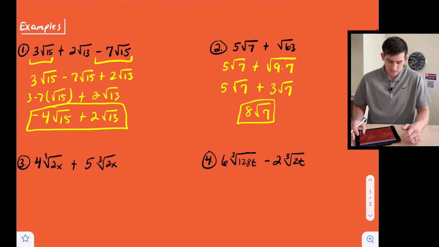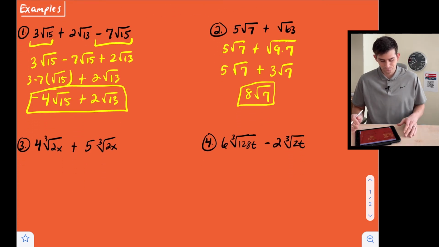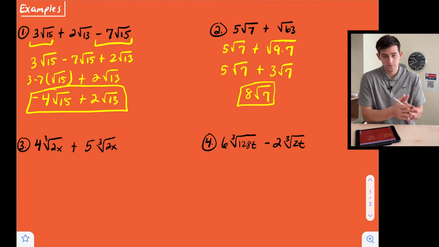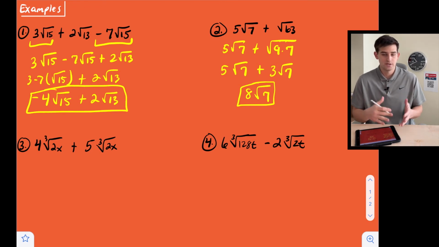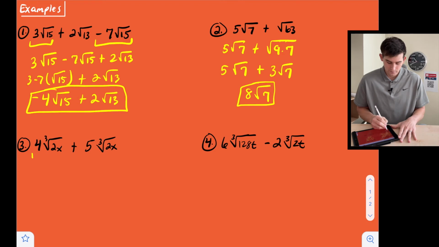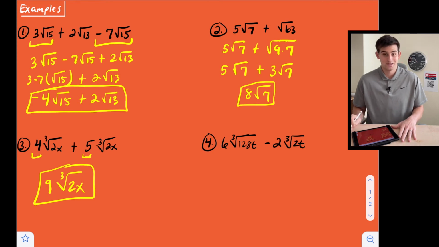All right, now let's take a look at some examples with cube root. For number 3, notice we have the cube root of 2x for both of these terms. All we have to do is add 4 plus 5. So our answer would just be 9 cube root of 2x. And yes, it is that simple.